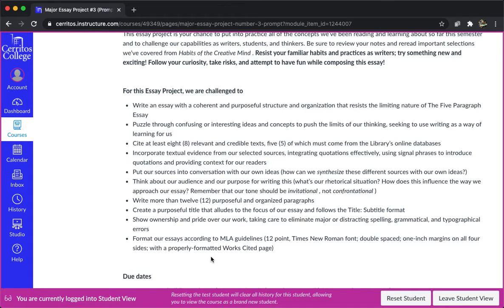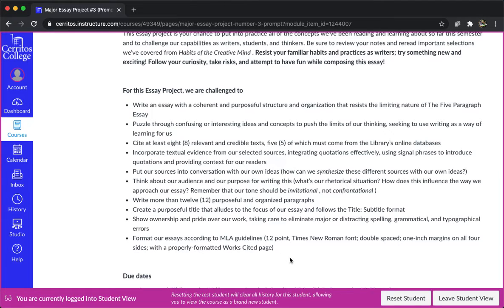And we want to have a properly formatted works cited page, and this is especially important in an essay where we're working with many sources. So in this case, at least 8 sources. We need to make sure that we're citing them properly and including them in a works cited page. And of course, there's resources. I've posted resources, and I'll remind you of those resources for MLA. So keep an eye out for that, or stay tuned for that.